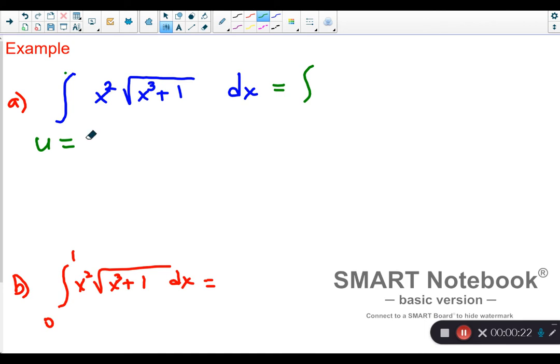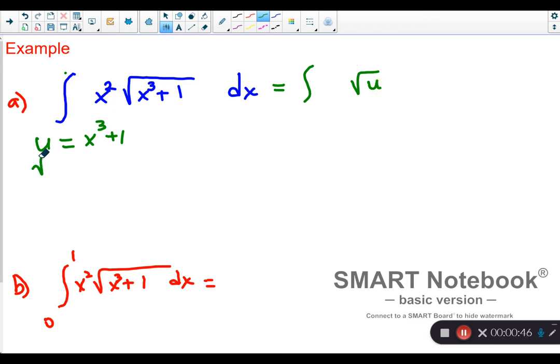So I'm going to let U be equal to x cubed plus 1 because I want to visualize this as a square root of U. That will be so much easier to integrate, right? And then hoping that along the way x squared dx can be written in terms of the U variable as well. So this integral will have a square root of U in it in a moment. But what am I going to do with x squared dx, right?